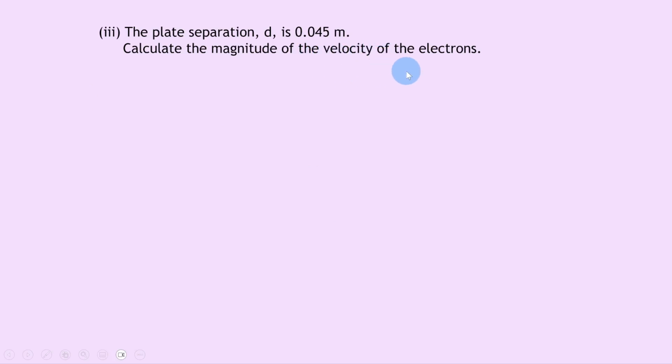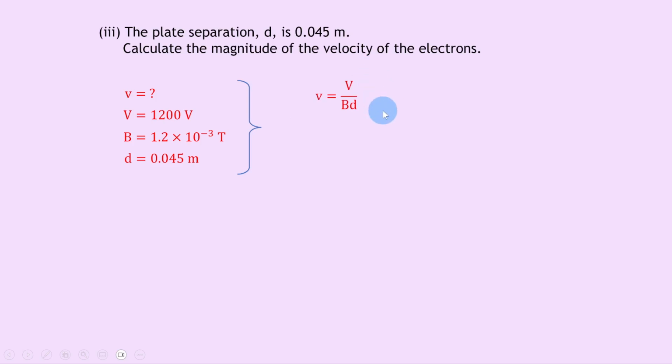Part 3 says the plate separation D is 0.045 meters. Calculate the magnitude of the velocity of the electrons. We can use the equation that we derived in part 1. Here we're trying to find the velocity v. We know the potential difference capital V is 1200 volts, the magnetic induction B is 1.2 times 10 to the minus 3 Tesla that we just calculated in part 2, and the plate separation D is 0.045 meters. Writing down our equation from part 1, we have v equals V over BD. Substituting in the numbers gives 1200 divided by 1.2 times 10 to the minus 3 times 0.045, and putting that into your calculator should give you an answer of 2.2 times 10 to the 7 meters per second.